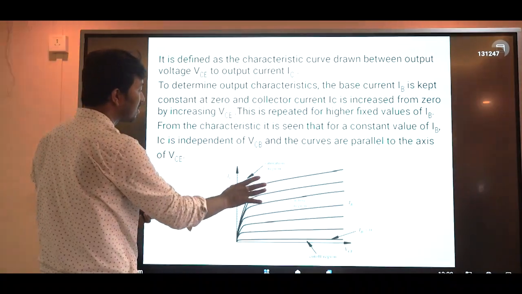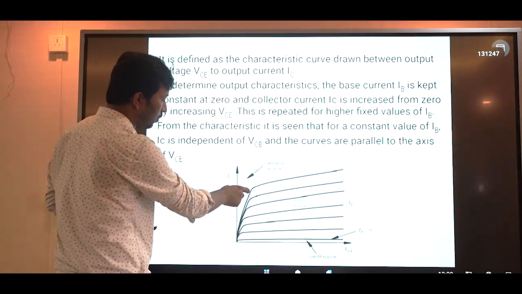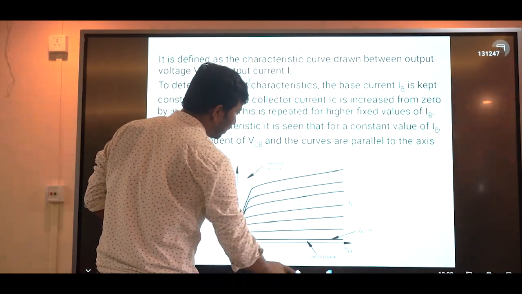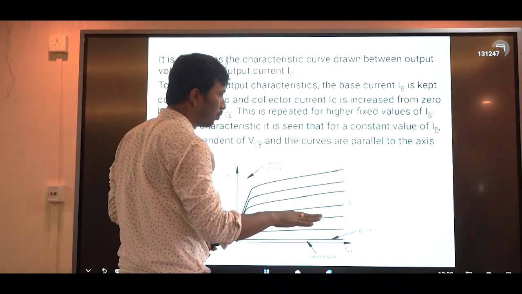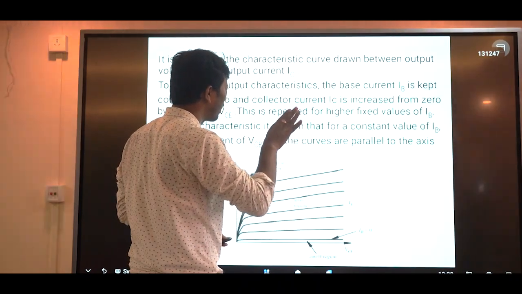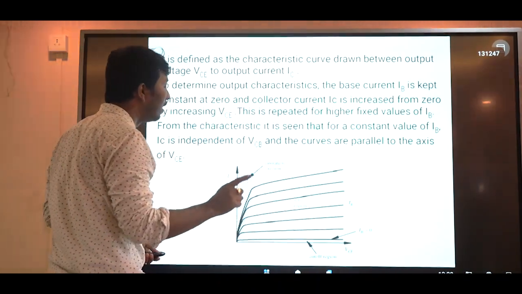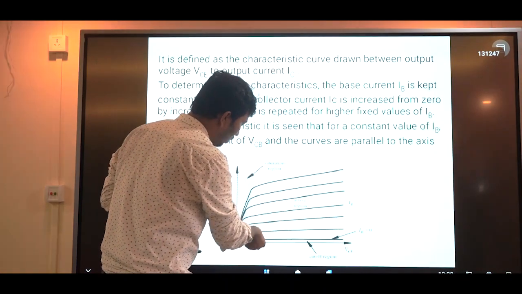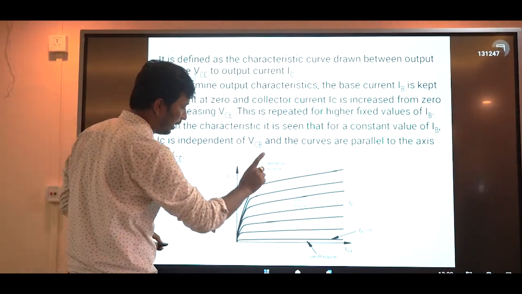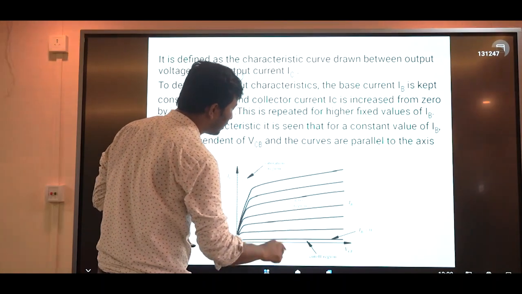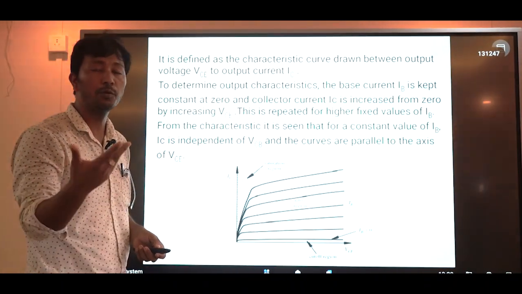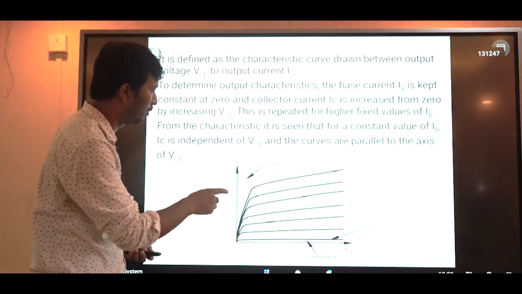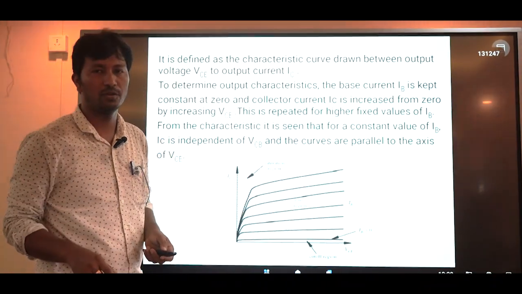In this curve, however, these three regions are important. This region is the saturation region, this region is the active region, and this region is the cutoff region. The cutoff region is the region in which we cannot get the output current, because for IB equal to 0, this amount of current we will obviously get. So a transistor is normally used in the active region only. If we want to use it as an amplifier or for this kind of use, then we will use it in the active region only.